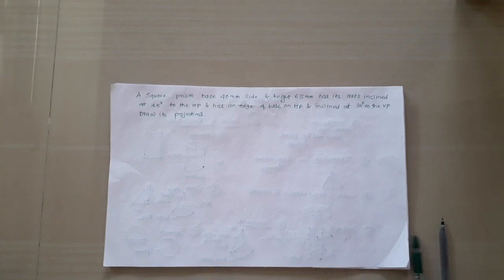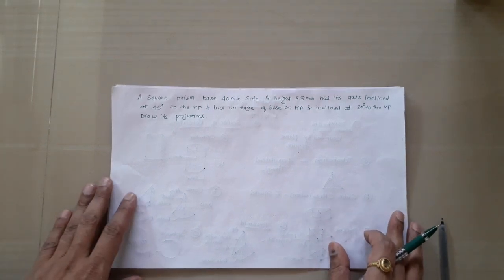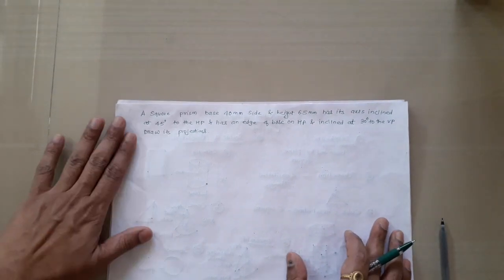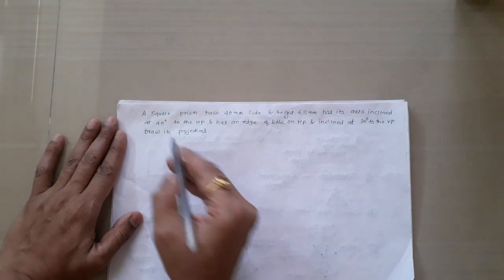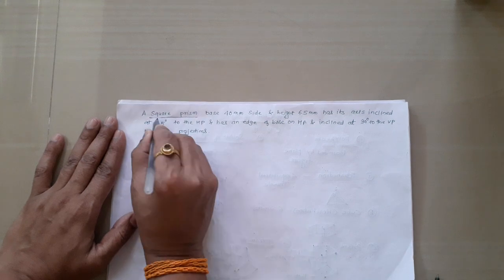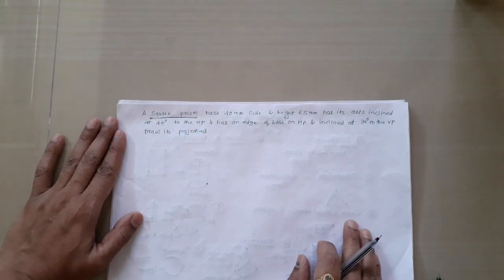Hello friends, in the last lecture we have seen the introduction of the solid. Now we are going to solve the basic problem of the solid. The given data is a square prism. The solid given to you is a square prism.